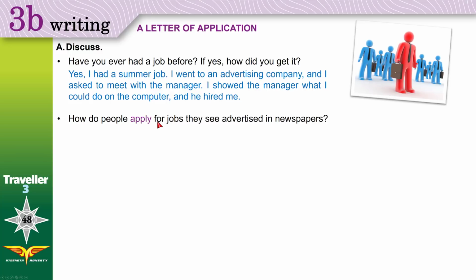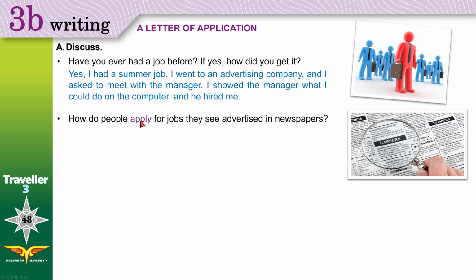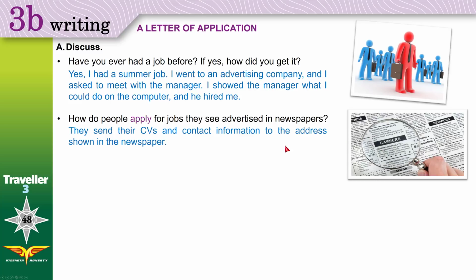How do people apply for jobs? When you apply, you request, you ask for a job. They see jobs advertised in newspapers. You open a newspaper, you see companies hiring. They need people to work. How do you apply? How do you request? Well, there's usually an address that you find in the ad that you can write to. You send your CV and your contact information to the address shown in the newspaper in the ad.